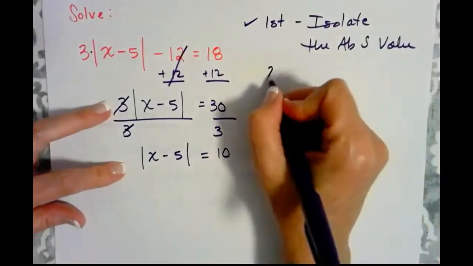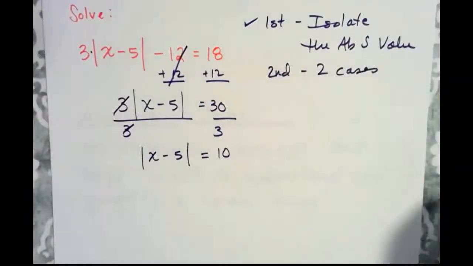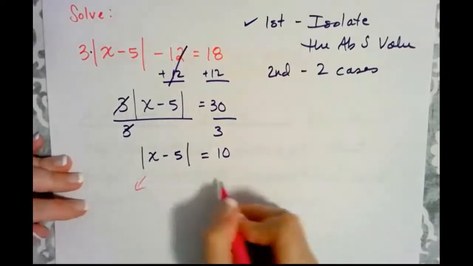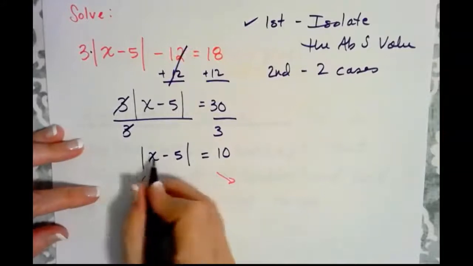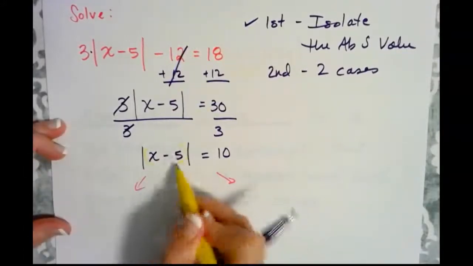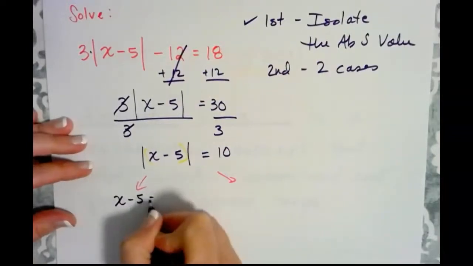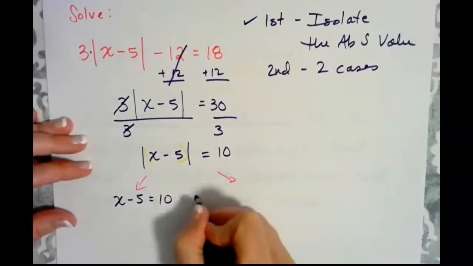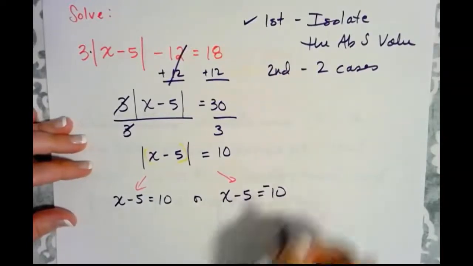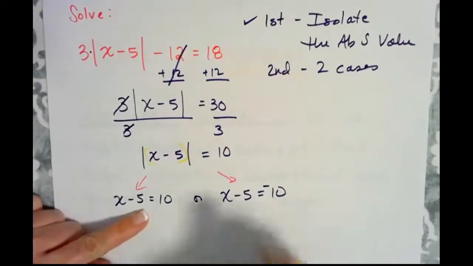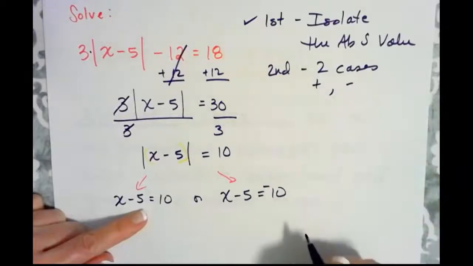that absolute value. Second, we want to set up our two cases. We're going to have a positive case and we're going to have a negative case. So here's the positive. Remember, what's inside will not change. X minus 5 equals positive 10, or x minus 5 equals negative 10. So we're setting up our two cases. Remember, our two cases are one's going to be positive and one's going to be negative.